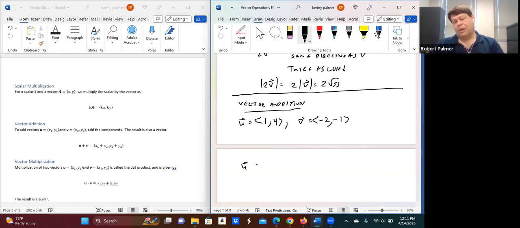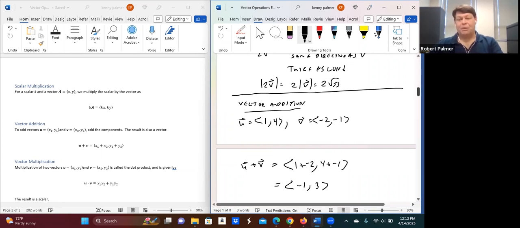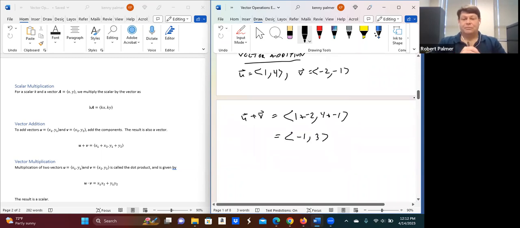So u plus v is simply going to be a new vector, and its components are going to be 1 plus a -2. Its x component will be the sum of the x components of the original two vectors. And the y component will be the sum of the original two y components. So 4 plus a -1. And so 1 and -2 is -1. 4 and -1 is going to be 3. And so that's the sum then in components of that new vector.